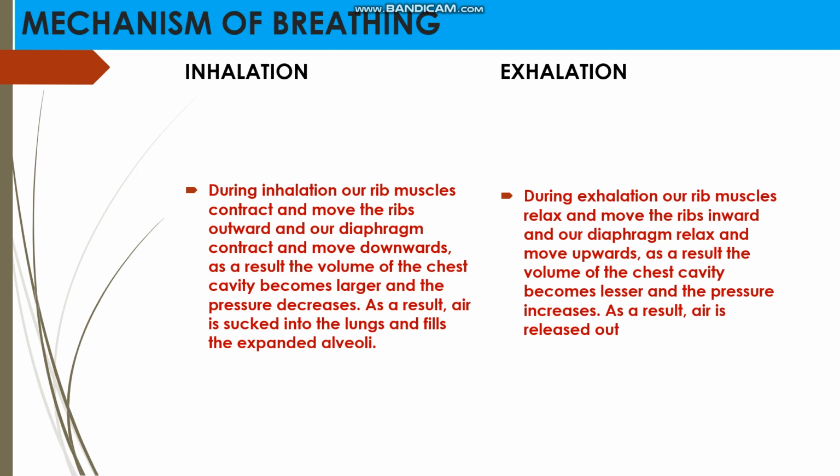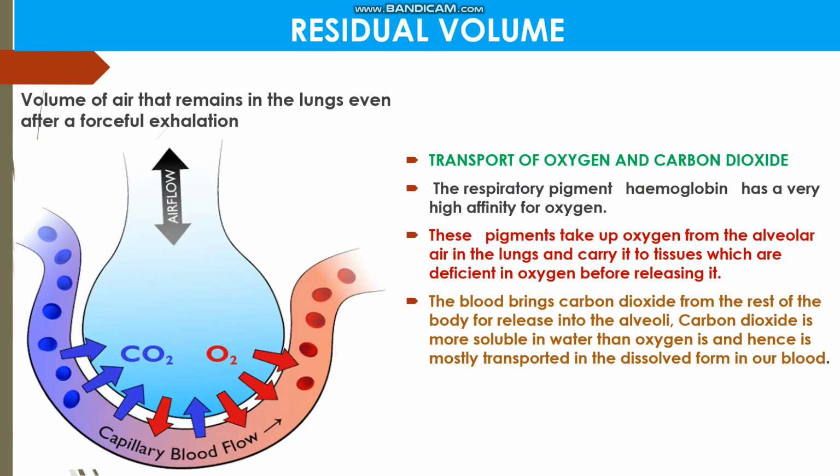During exhalation what happens? The diaphragm relax and move upward. Rib muscles will relax and move inward. Volume of the chest cavity decreases. Pulmonary pressure increases. Air rushes out of the lungs. So that is what is happening during inhalation and exhalation.